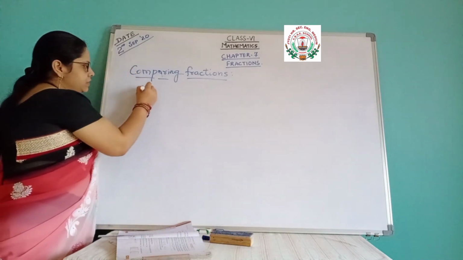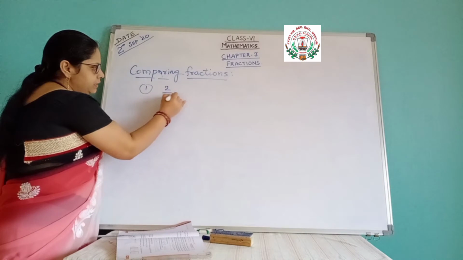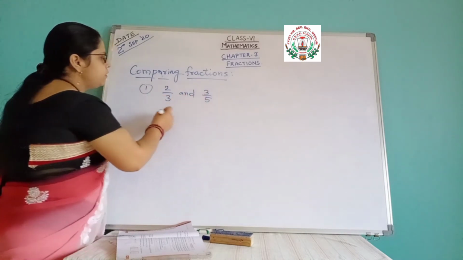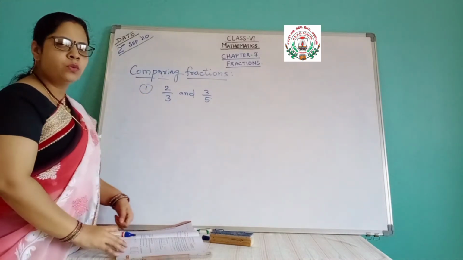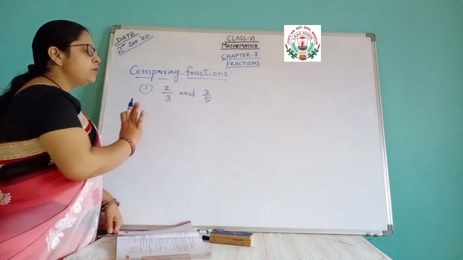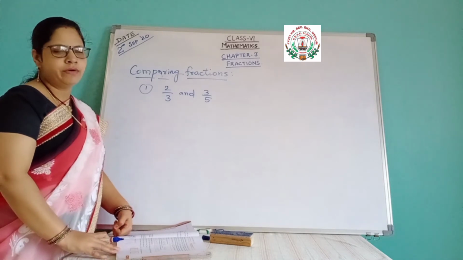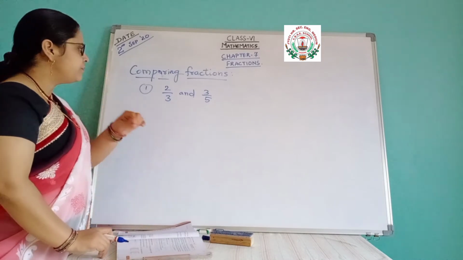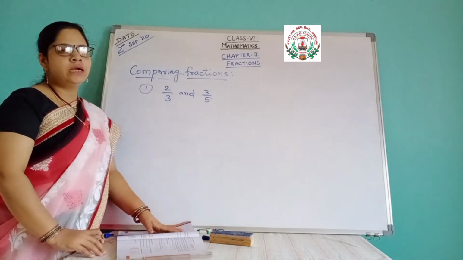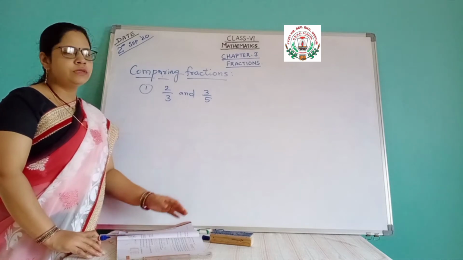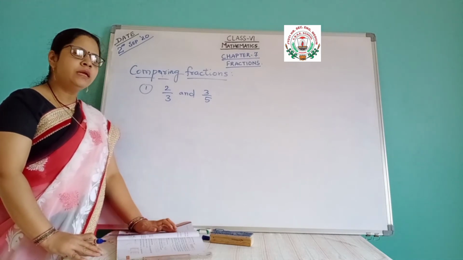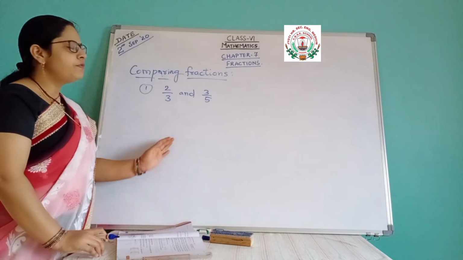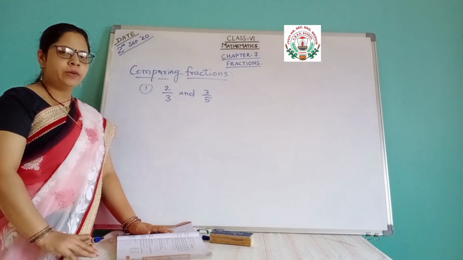Comparing unlike fractions means, for example, if given 2 by 3 and 3 by 5. Here you can see the numerators are different, 2 and 3, and the denominators are also different, 3 and 5. Now, how will you compare? For comparing, first you need to make the denominators equal. I told you just before that if the denominators are the same, it is very easy to compare, isn't it? So first of all we will try to make the denominators the same.